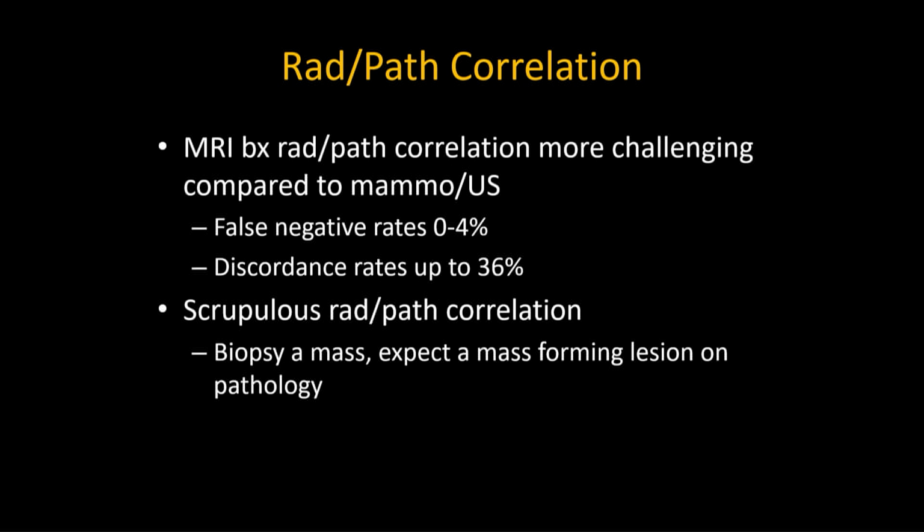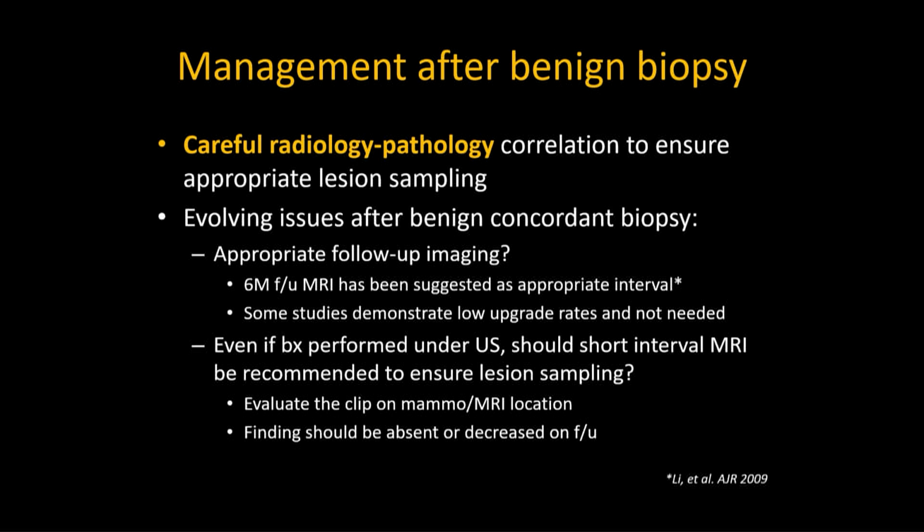If you biopsy a mass, expect a mass-forming lesion on pathology. What if you have a benign biopsy? I think practices are a little bit different, but again, careful rad path correlation to ensure your appropriate lesion sampling. I go through each image all over again when I get my pathology to ensure that I felt that the target was sampled. Evolving issues, if you have a benign concordant biopsy, do you need to follow it up? Institutions do it differently. Some suggest a 6-month follow-up MRI, and some studies demonstrate a low upgrade rate, and it's not needed. At our institution, I think it's predominantly if you have non-mass enhancement and just want to make sure that the finding doesn't change.